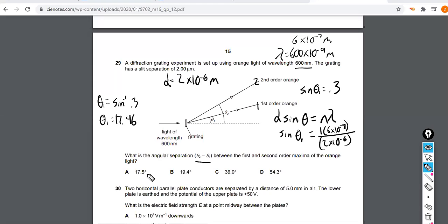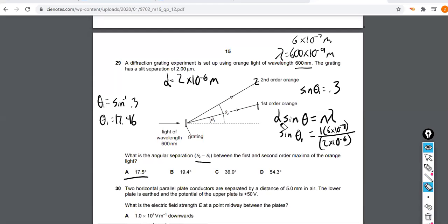17.5. If you're so happy that you got that answer and you see it here and choose it, you're wrong. You forgot to calculate the separation between them. They really didn't even have to give you this. They could have said, what is the angular separation? They were friendly enough to say that's the difference between them. Now we've got to look at theta 2, right? What's going to be the difference there?